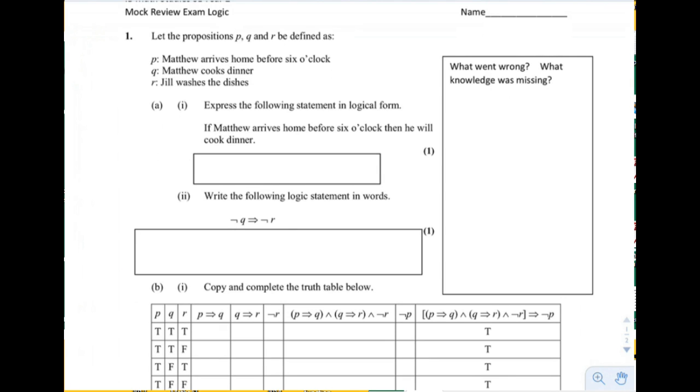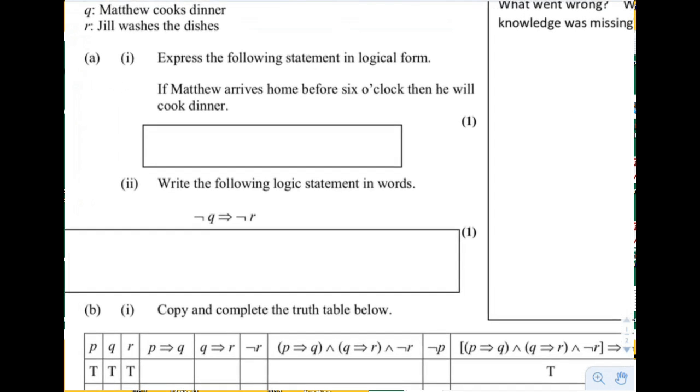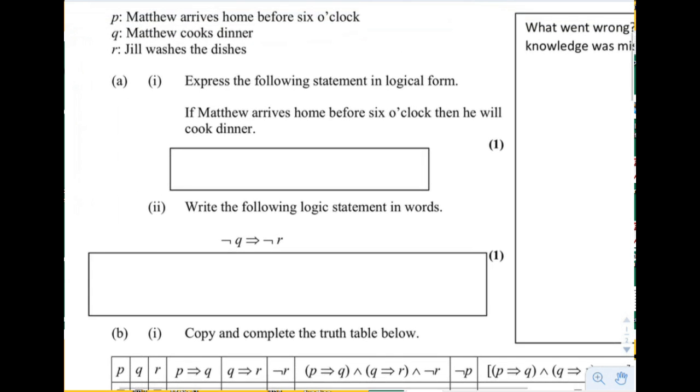Number one, let the propositions P, Q, and R be defined as: P, Matthew arrives home before 6 o'clock. Q, Matthew cooks dinner. R, Jill washes the dishes. Express the following statement in logical form. That just means with symbols. If Matthew arrives home before 6 o'clock, then he will cook dinner. Matthew arrives home before 6, that's P. He will cook dinner, that's Q. If then, we write like that, right? So P implies Q, or if P, then Q.